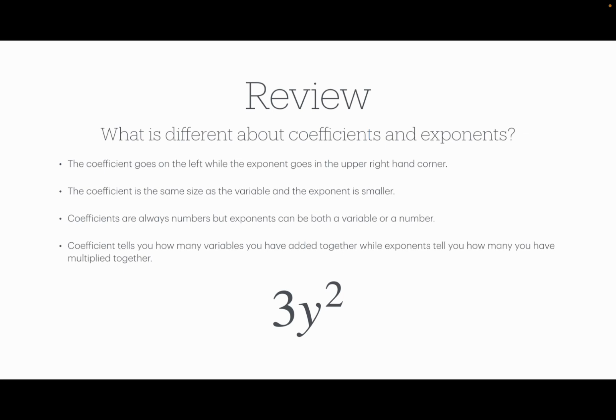Coefficients can only be numbers, whereas exponents can be a number. It could also be a variable. So it could be y to the x power. In some cases, you'll see that in much more advanced math. And then, again, the biggest difference is the coefficient tells you how many of the variable are being added together, whereas the exponent tells us how many are being multiplied together.